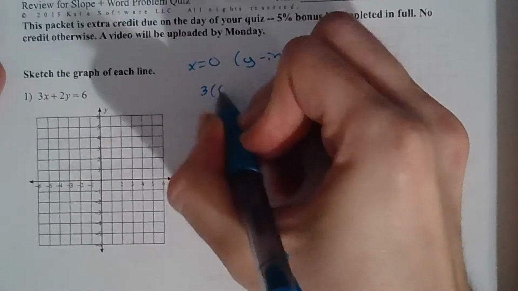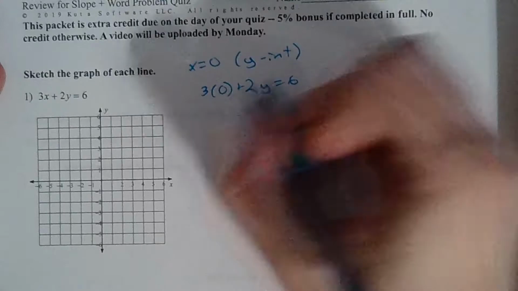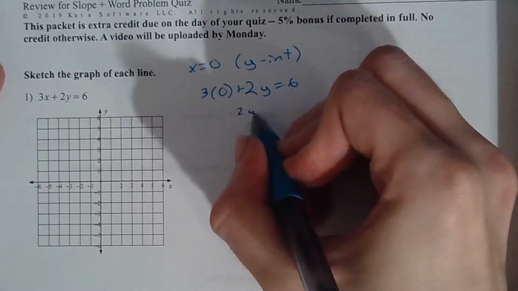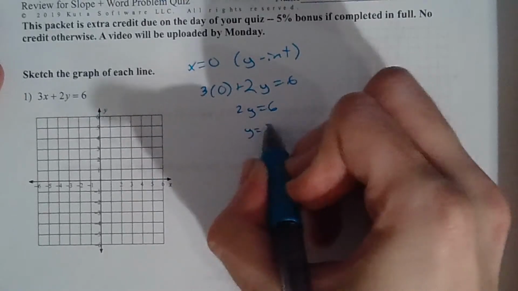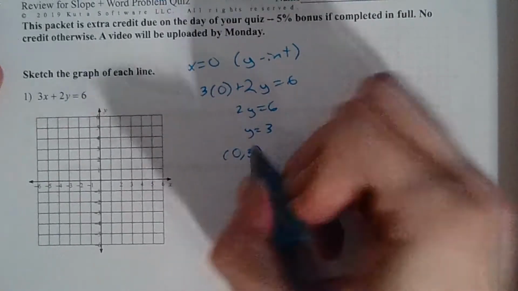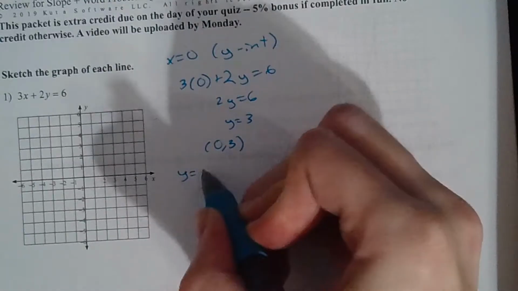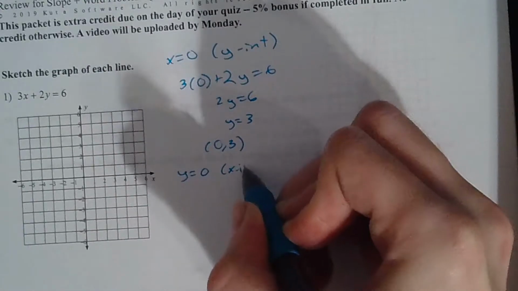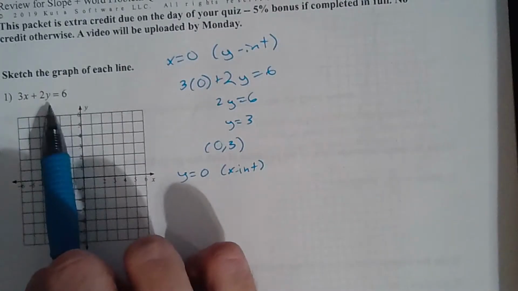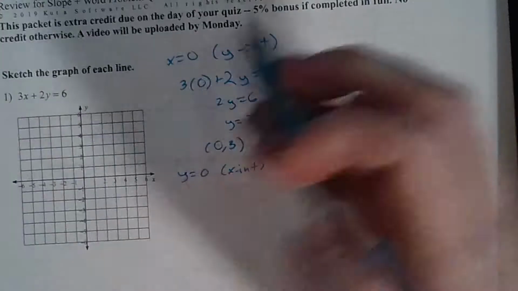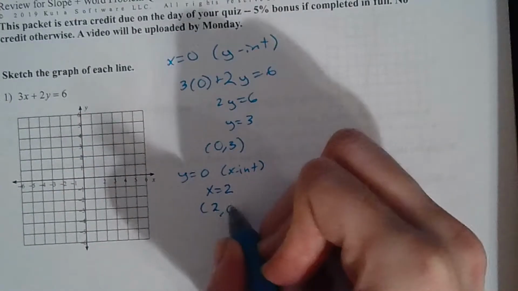That's going to be 3 times 0 plus 2y equals 6. 3 times 0 is nothing, so I can just write 2y equals 6. Divide both sides by 2. Y equals 3. That's the coordinate (0, 3). Do exactly the same thing for my y equals 0, my x-intercept. I don't really feel like showing the work for it. It's pretty straightforward. If I make y equal to 0 here, I can divide both sides by 3, and I'll get x equals 2. And therefore, I got (2, 0).